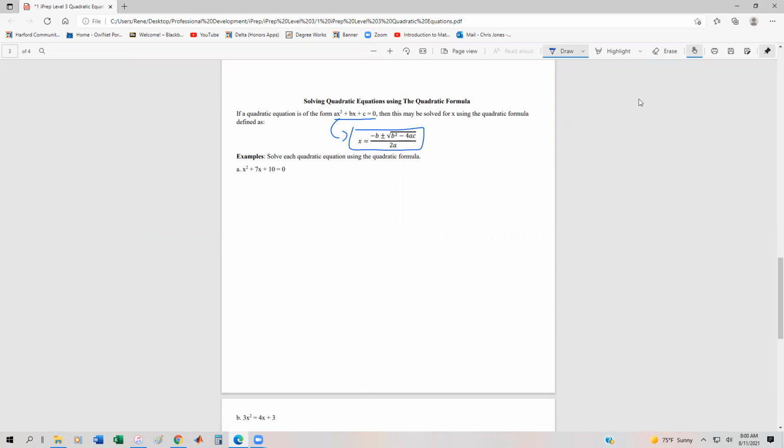a computation problem, right? Now, I'm going to show you in the first example that even though the quadratic formula works for every single quadratic, it's not always the most efficient method. Okay, so let's go ahead and solve this quadratic.